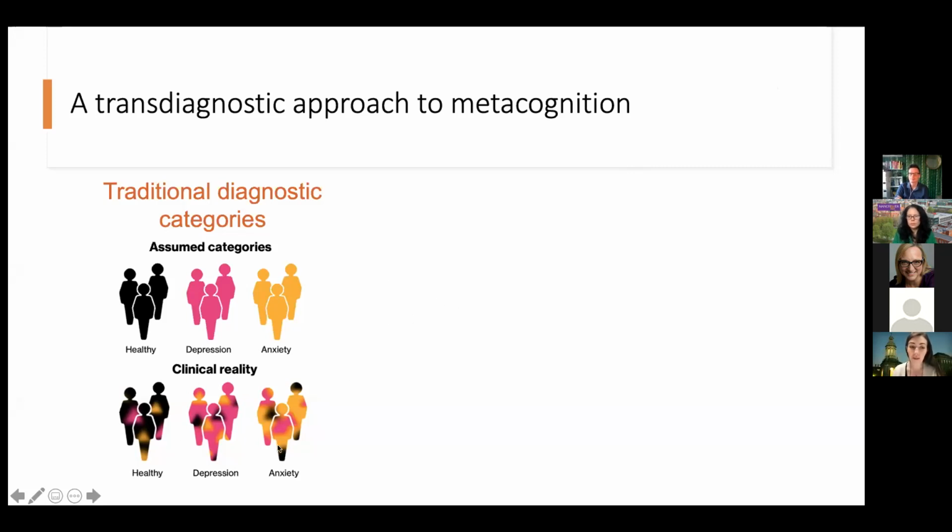Basically, the point I was trying to make is that the way in which we define mental illness doesn't reflect clinical reality, because we see heterogeneity within psychiatric disorders and homogeneity across disorders. So we need alternative ways of defining mental illness. One approach that we can take is something called the Transdiagnostic Approach to mental illness.